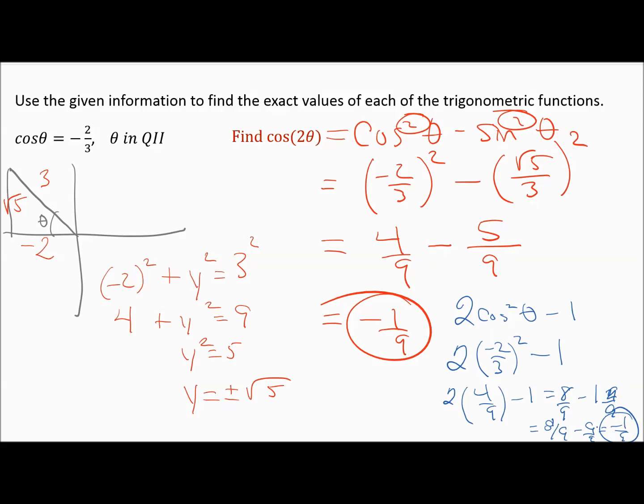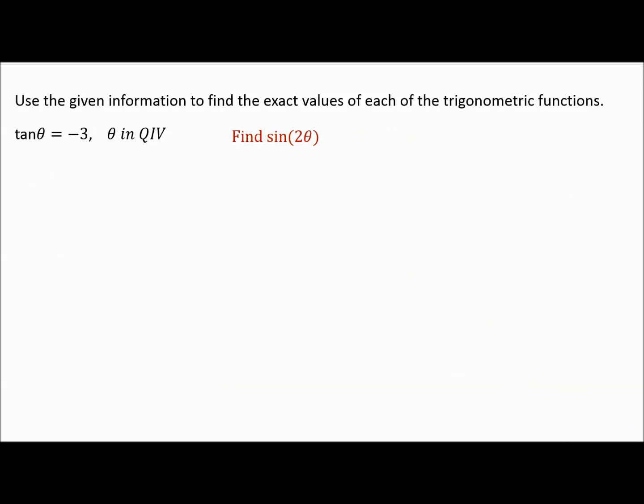Any of those 3 formulas will work. Whatever works best for you is the best way to go. All right, so here I have another problem for you that asks us to find the exact value. This time it's sine of 2 theta. Now, unlike the last problem, there's only one formula for sine of 2 theta. Maybe you know it already. It's 2 sine of theta times cosine of theta.